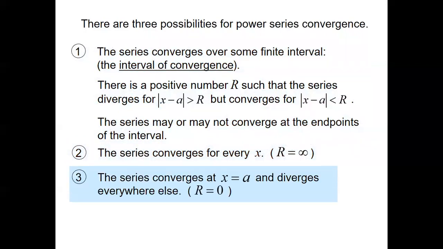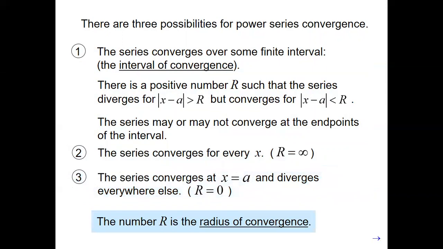And then the last one is that it converges just at a single point and diverges everywhere else. Therefore it has a radius of convergence of 0. This is what happened in that last example. It diverged for all other values except for just at x equals 0.